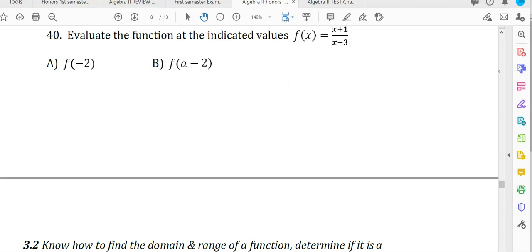Okay, find the function of the indicated value. So this is just a plug-in problem. F of -2 equals -2 plus 1 over -2 minus 3. So this would be -1 over -5, which is 1/5.